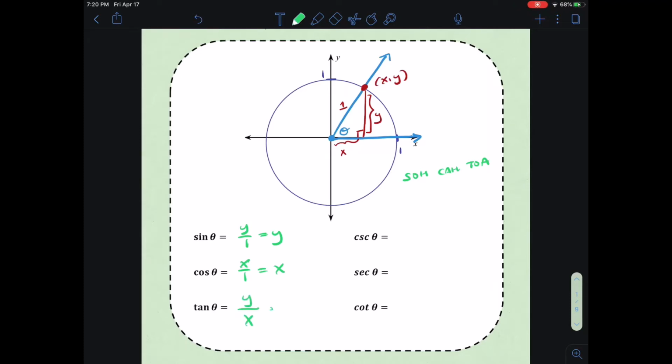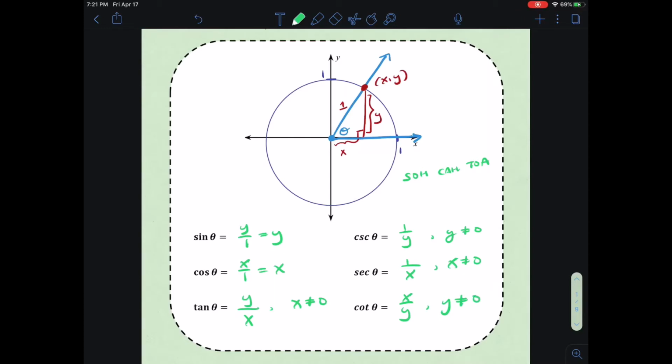Here, because we have a fraction, we need to make sure that x cannot equal 0, otherwise it would be undefined. Cosecant of theta would be the reciprocal of sine, so that's just 1 over y. And once again, it has that restriction where y can't equal 0. Secant is the reciprocal of cosine, so 1 over x, where x can't be 0. And then cotangent of theta is x over y, where y cannot equal 0.